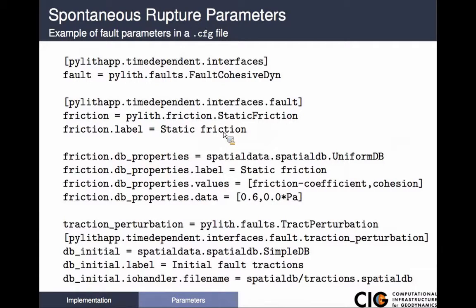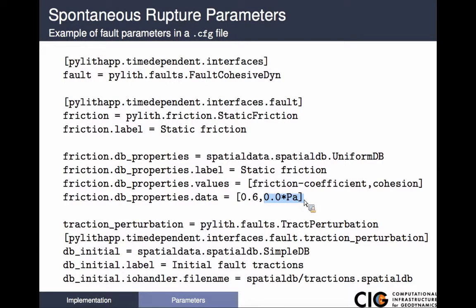Here's a description of what those parameters look like in a .cfg file. So first we change the type of faults. Then for our friction model, we specify what type of friction we want. Usually there's a spatial database associated with it. We also usually give a label for that friction model. And so here we're going to use a uniform database for static friction. There's two parameters for the friction model, the friction coefficient and the cohesion. In this case, the friction coefficient is 0.6, and then given a value of 0 pascals for the cohesion.